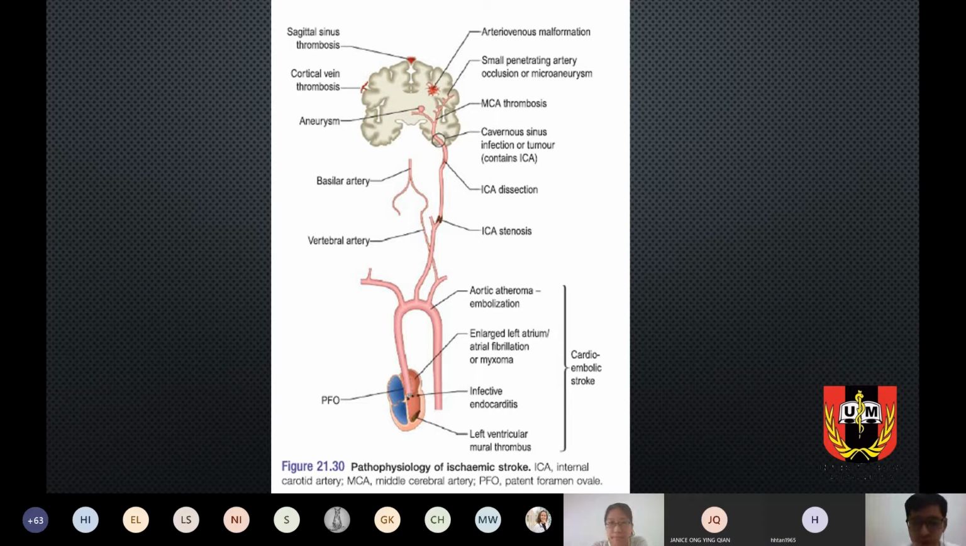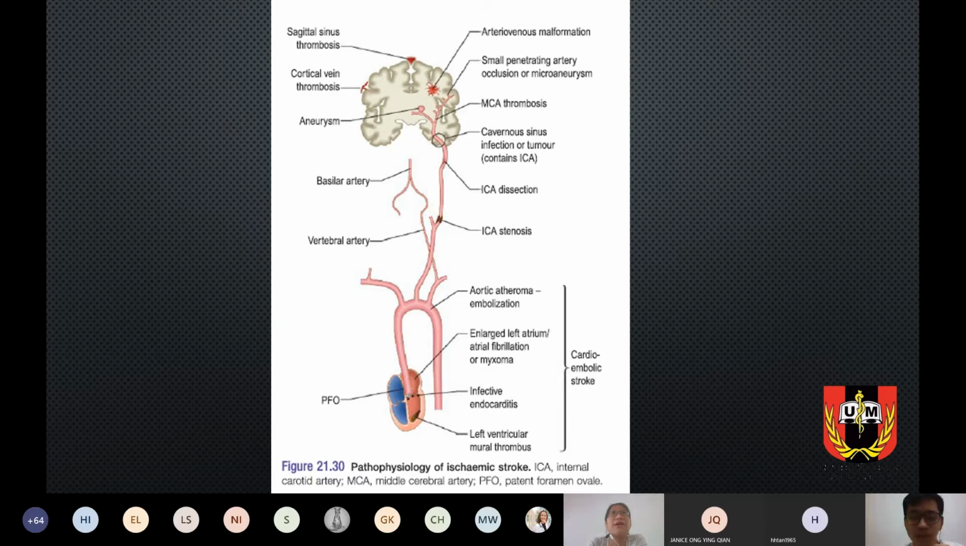So I have a few questions about this, like for the thrombosis, the sagittal sinus thrombosis, cortical vein thrombosis. Oh, these are venous thrombosis, right? Yes. I'm not sure why it can cause a stroke that is similar to ischemia or infarction.